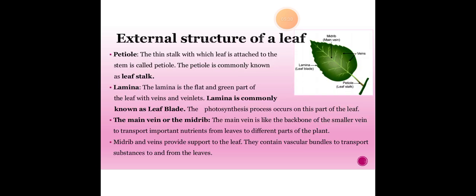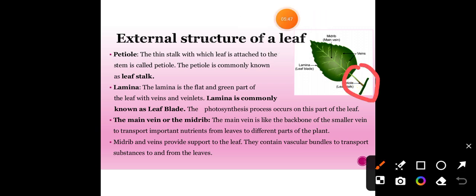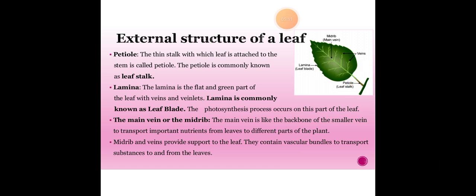Now, coming to the internal structure of a leaf. You should know what the internal structure of a leaf is. Petiole: the thin stalk with which the leaf is attached to the stem is called the petiole. The petiole is commonly known as a leaf stalk. Let me show you the petiole. This is the petiole. It's attached to the leaf to hold it, so it works as a leaf stalk. You can say petiole or leaf stalk; both are correct.